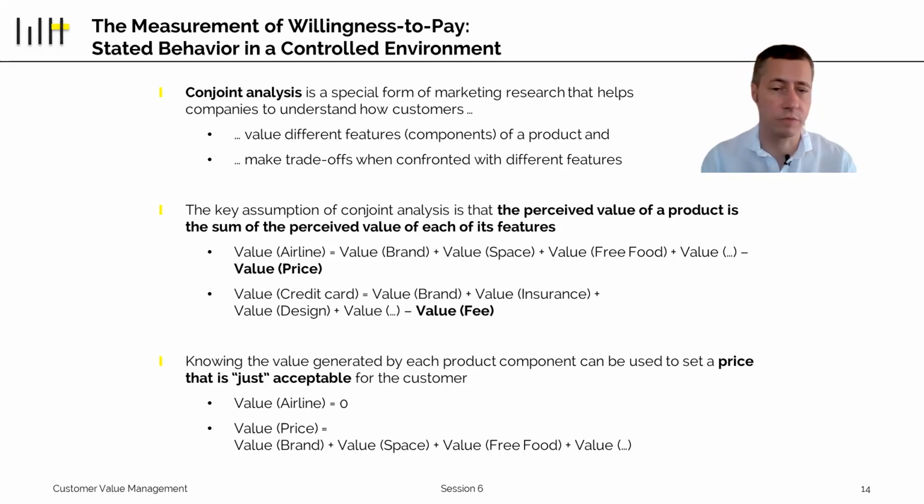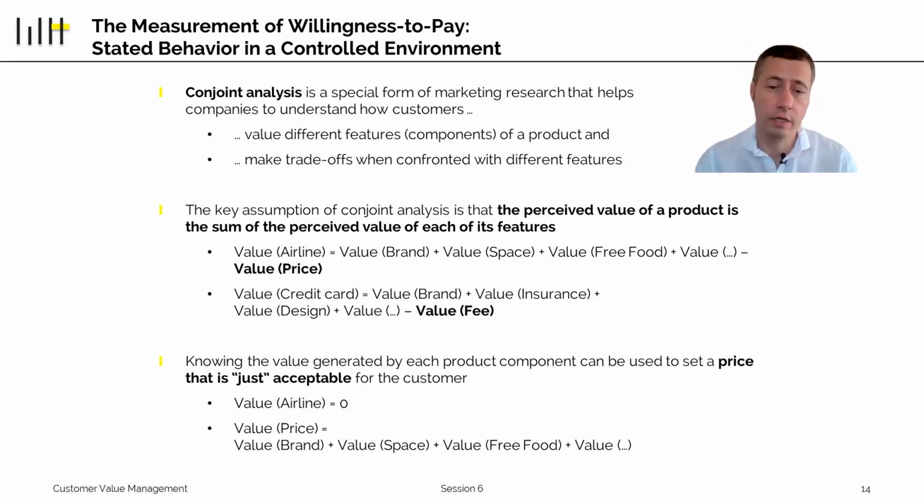Look at the credit card, same thing. One component might be the brand, if it's an American Express or a Visa or a MasterCard. One component might be whether you get specific types of insurance with it. One component might be how it looks, and so on and so on. And ultimately, one component is the price or the fee. The idea of conjoint analysis is that each component adds value to the product to varying degrees, except for price, which reduces the value of a product.